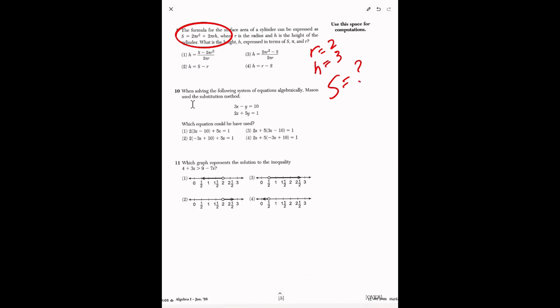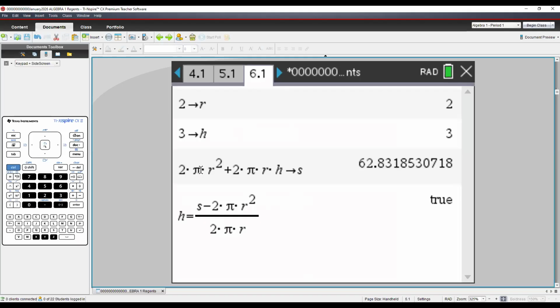I've already done this. So I stored 2 into r, 3 into h, and then I took the formula, everything, and I just entered it. And then whatever this value is, I'm storing it into s. So I got 62.8318. It's an irrational number. That's okay. But then once I store that number into s, I'm just going to go through and type in each equation until I get the one that's true.